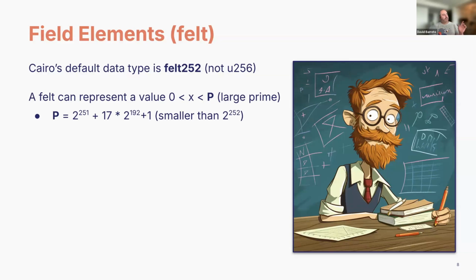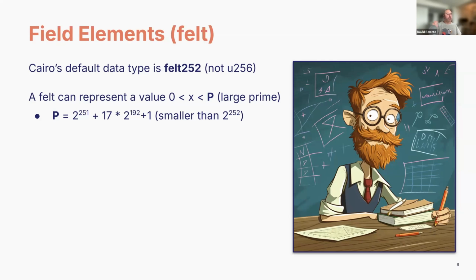A felt can represent a value between 0 and p, p being a large prime number. And this is a feature of how the zk-STARK technology works. You have to choose a large prime number to define the upper bound of all the operations that you do. And then all the operations actually apply modulus p, so that they can wrap around. That's a requirement for creating validity proofs.